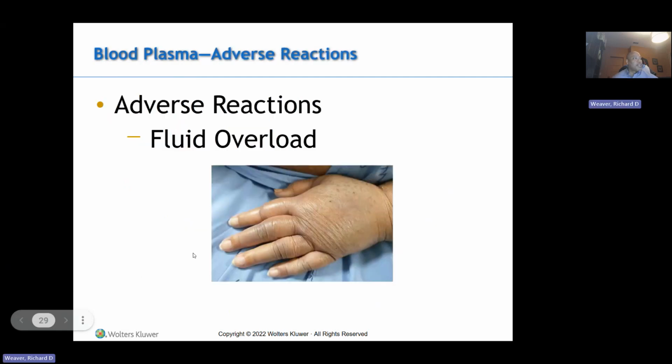All right, some of the adverse reactions is fluid overload, as you can see here. So we have to watch for fluid overload when we're giving plasma.